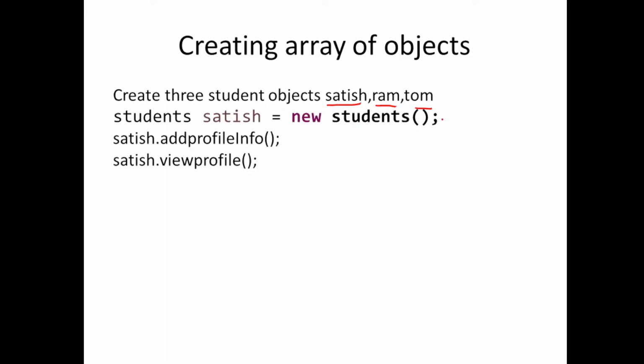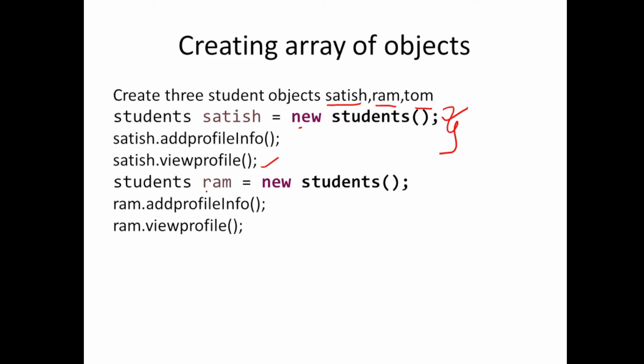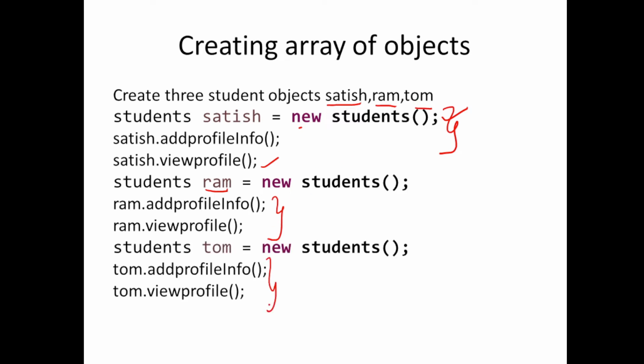Say I want to create three objects, student objects by name Satish, Ram and Tom. And I should also be invoking the methods set profile and view profile for all these objects. Then what are the steps? You create the object, object dot method name, you invoke that, and object dot view profile. So you perform this for one object. Likewise, I should create another object Ram. Again, I should perform this Ram dot add profile, Ram dot view profile. Again, I should create for Tom. So it is Tom dot view profile, Tom dot set profile. So for every object I'm creating, I should also be invoking the methods.